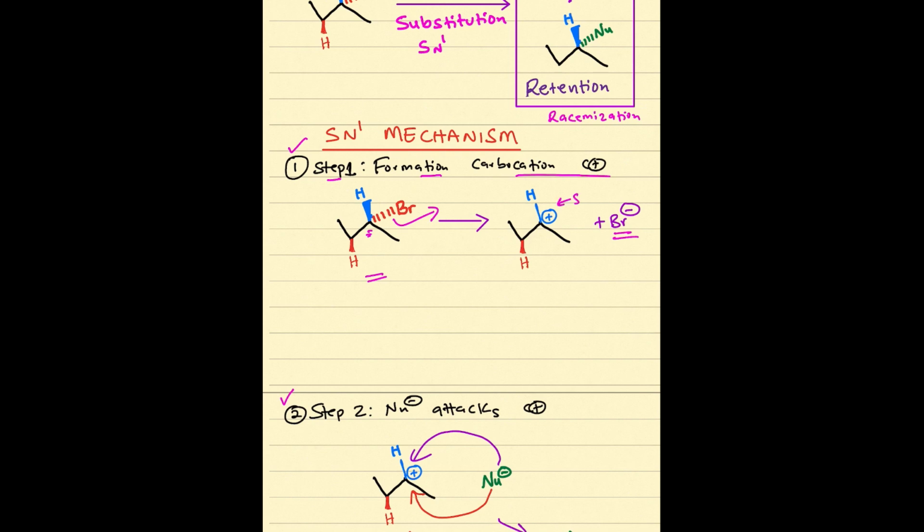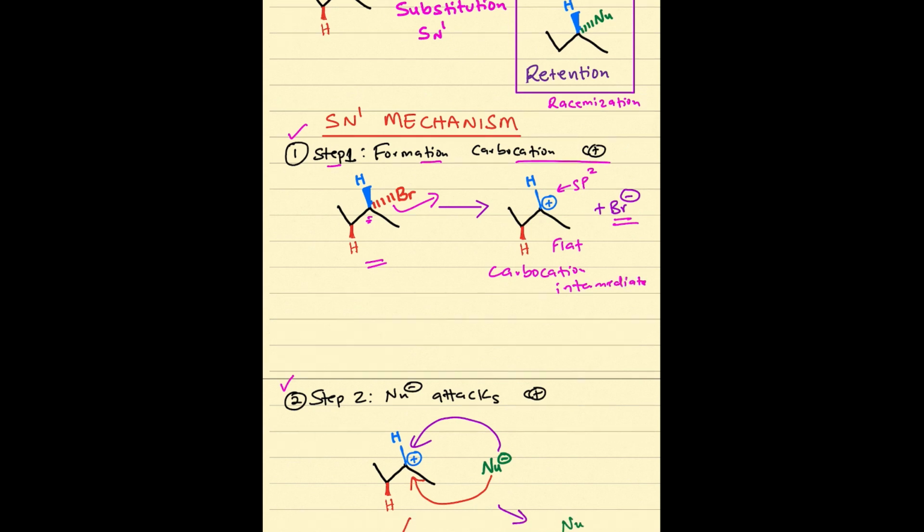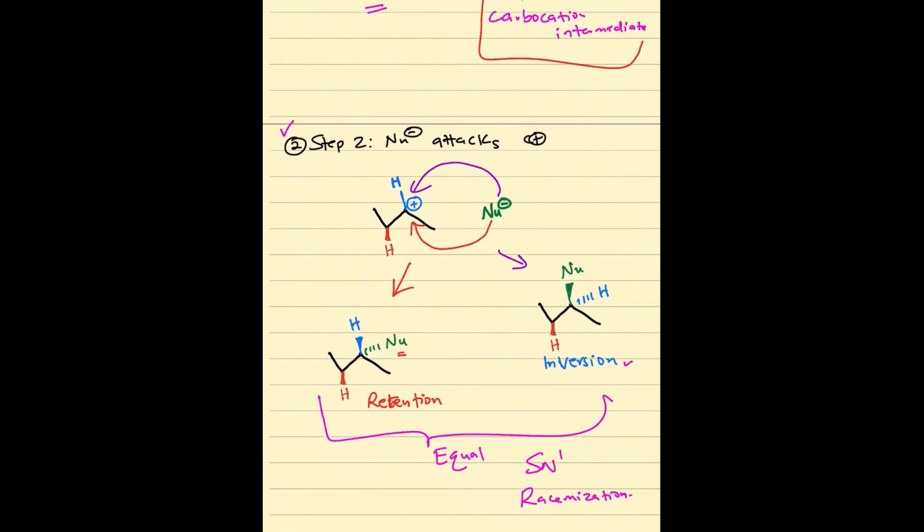So that becomes sp2 hybridized. So it's flat, it's planar. So this is flat. And that's called a carbocation intermediate. In the second step, we use this carbocation intermediate that we've obtained. So that's here, that's the carbocation intermediate.